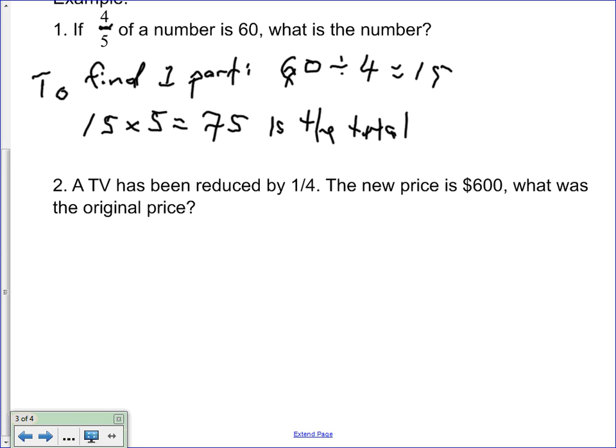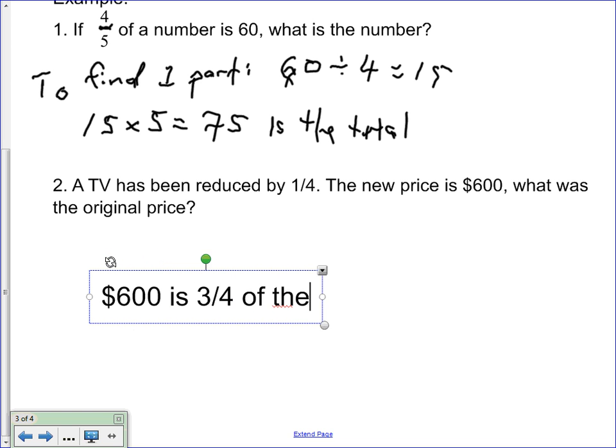Okay, now a TV has been reduced by 1/4. The new price is $600. What was the original price? It's reduced by 1/4. So what is $600 as a fraction of the original price? It's 3/4, because you take a quarter off the total, which is 1, and you're left with 3/4. So $600 is 3/4 of the original price.